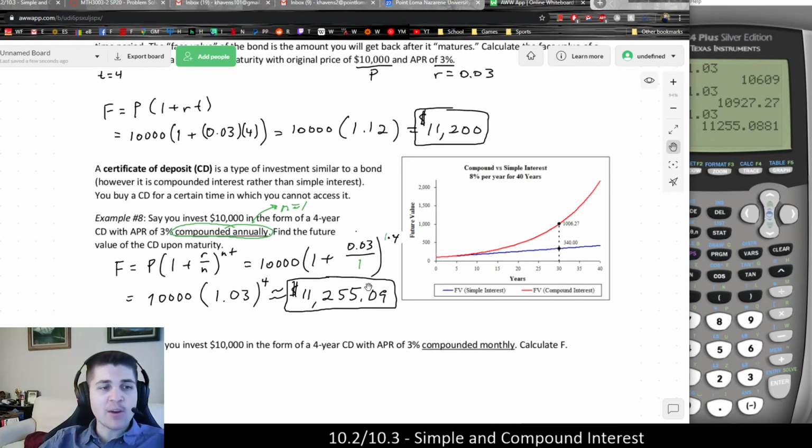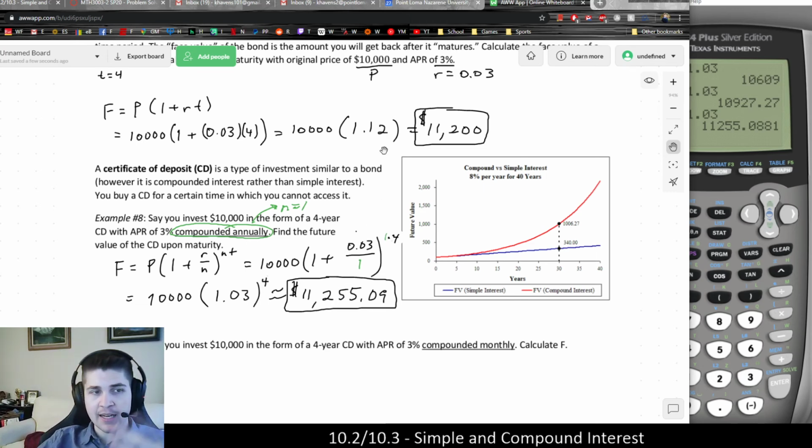And basically, one of the other things I want to do is compare to if it was just simple interest, this would be our future value. But if it is compounded yearly, it's actually going to be a little bit more. And that's kind of the difference that the graph is illustrating, that over time, compound interest will always grow faster than simple interest. And this is another general principle: the more times it's compounded, the faster it will grow.